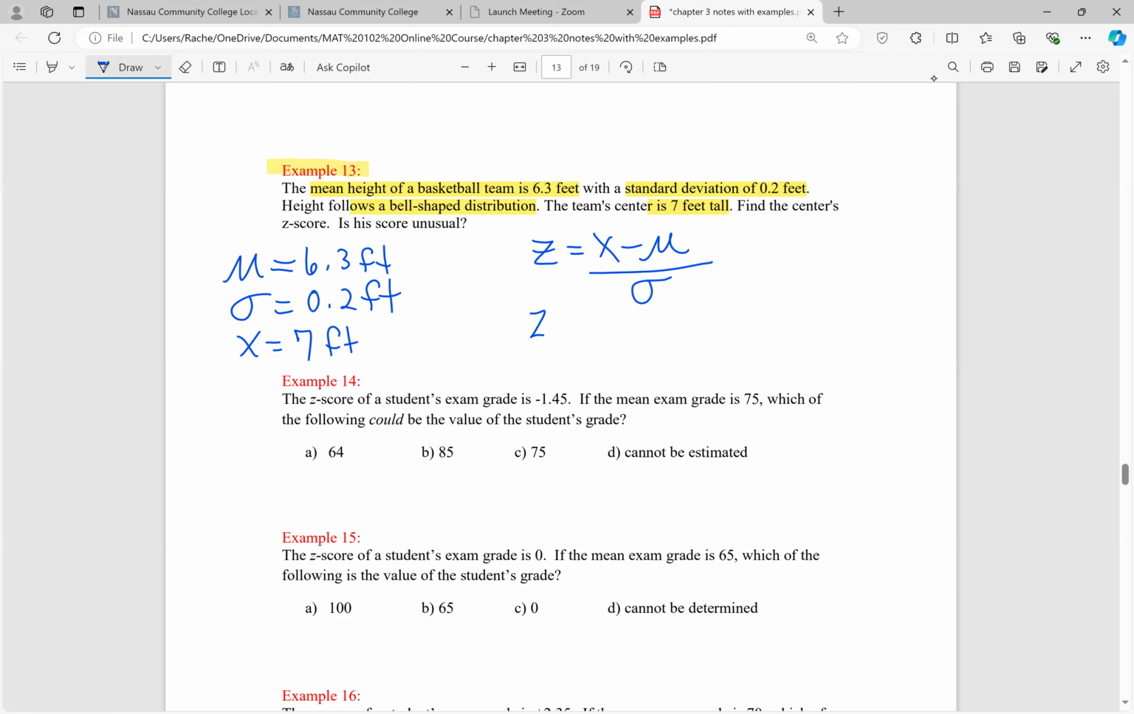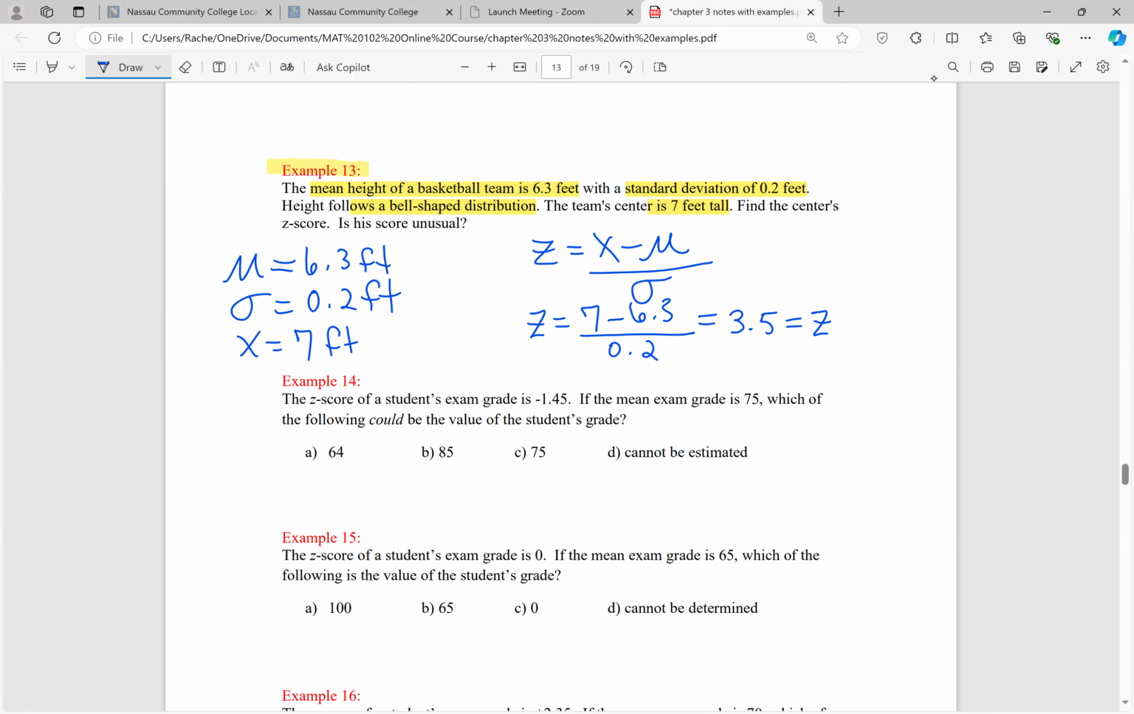And if we plug in for this particular problem, we're going to have 7 minus 6.3, which is the mean, and we're going to divide that by the standard deviation of 0.2. So when we plug this into the calculator, we get 3.5. So this center has a z-score of 3.5. So what that means is his height is 3.5 standard deviations above the mean.